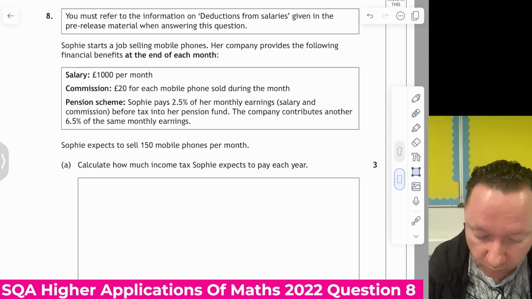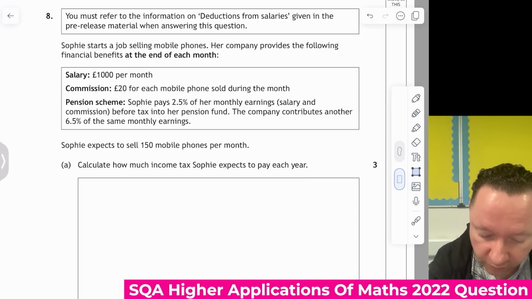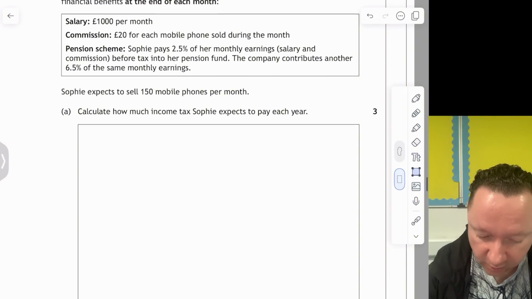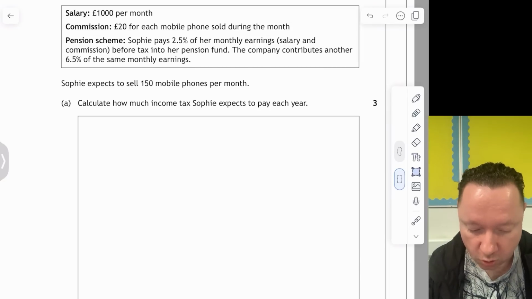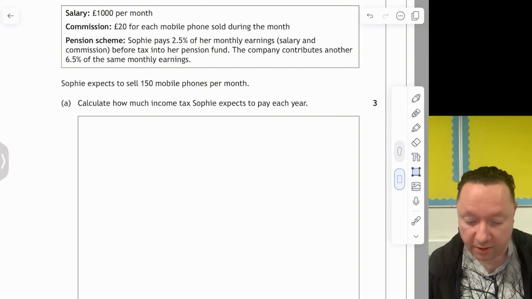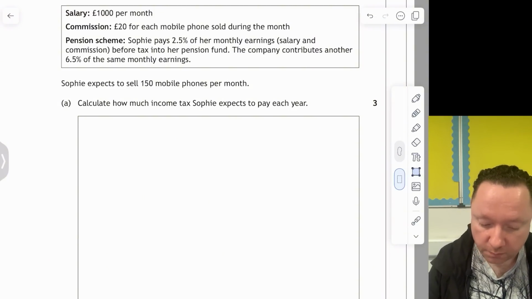SQA Higher Application of Maths 2022 Question 8. You must refer to deductions from salaries in the pre-release material. So I'm going to copy that in a minute. But it says Sophie starts a job selling mobile phones. Her company provides the following benefits at the end of each month. So she's got a £1,000 salary, £20 for each mobile sold. And then a pension scheme. She pays 2.5% in and the company pay 6.5%. Sophie expects to sell 150 phones per month.